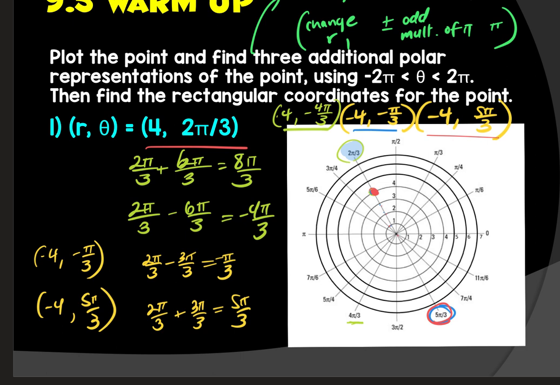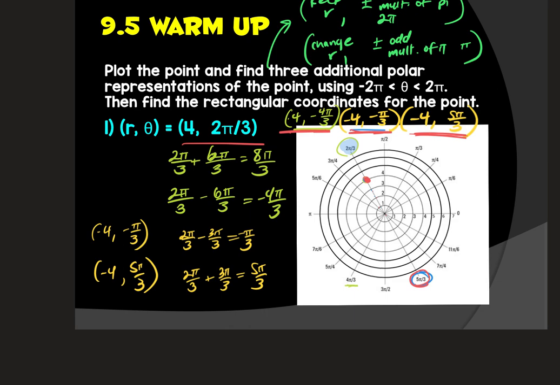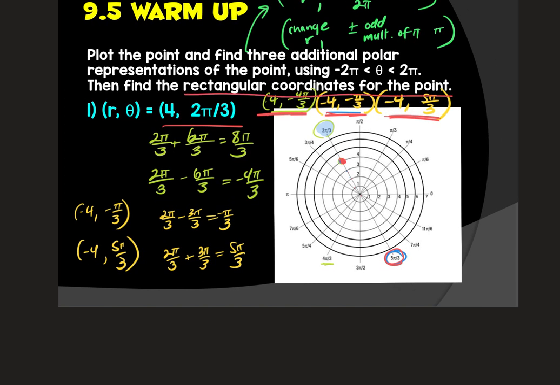Correct. And if this was on WebAssign and it asked you to put it in order of least angle to greatest angle, the furthest negative obviously is going to be the smallest. So this would be smallest, then this one, and then this one if I put them in order. Second part of this question says find the rectangular coordinates for the point.